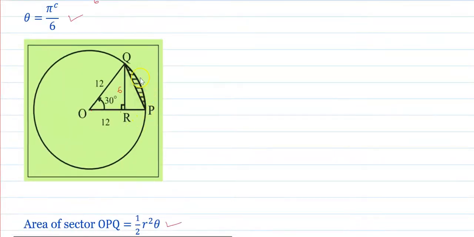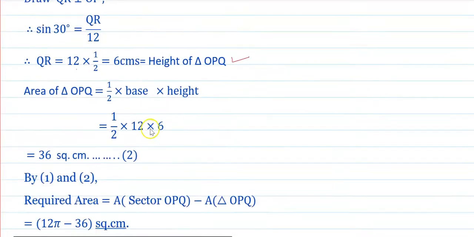What do we want to find out? We want to find the shaded portion. You have completed this type of problem in 10th standard. We subtract the area of the triangle from the area of the sector. Now the area of the triangle is 36 square centimeter.